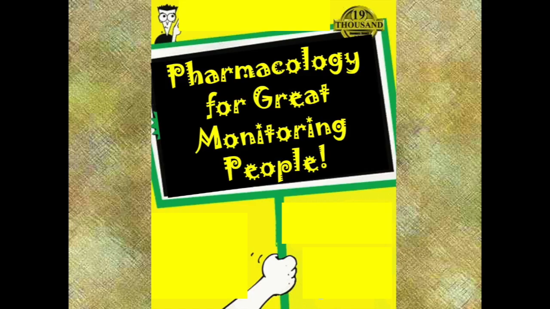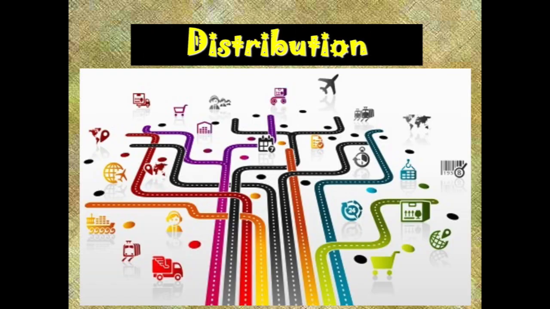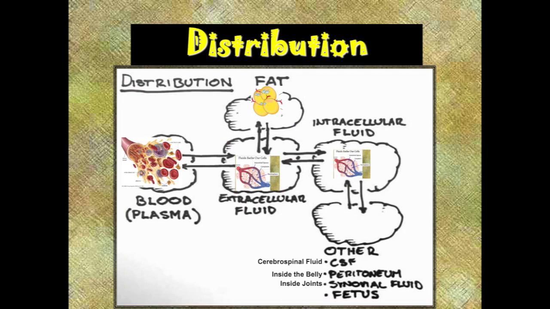Let's now discuss pharmacology for sedation monitoring people. Know pharmacokinetics, and know the difference between that and pharmacodynamics. Pharmacokinetics is the absorption, distribution, metabolism, and excretion of a drug. So absorption of a drug could be through one of the routes that we talked about earlier. Distribution means that the bloodstream is bringing blood into the extracellular fluid around the cells through the capillaries.